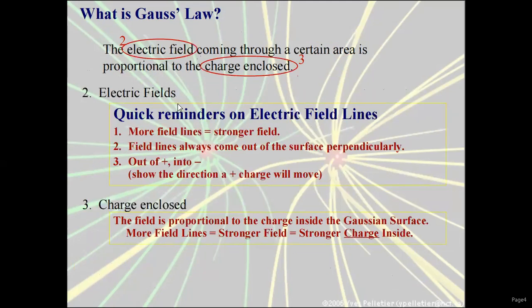Now, what is Gauss's law? The electric field coming through a certain area is proportional to the enclosed charge. That means charge enclosed, electric field. Quick reminders on electric field lines: more field lines equals a stronger field. Many field lines will make a stronger electric field. Field lines always come out of the surface perpendicularly, from positive into negative charge, which is the direction a positive charge will move. Charge enclosed: the field is proportional to the charge inside the Gaussian surface. More field lines equals a stronger field and stronger charge inside.